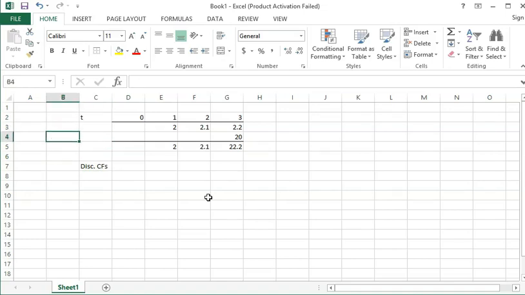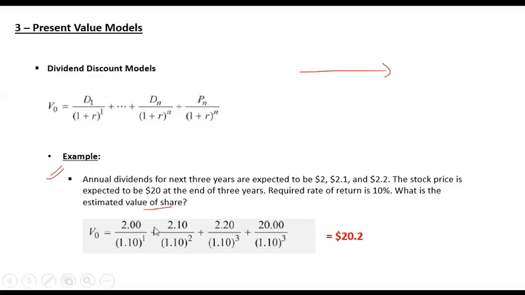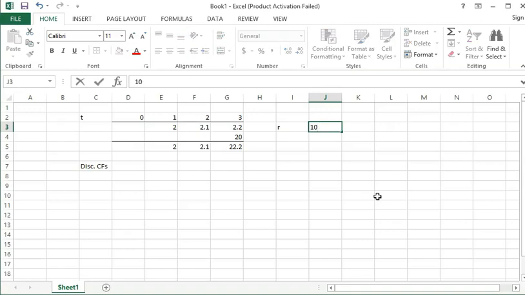For calculating discounted cash flow, you need two key variables. One is the required return, and what required return will we be using here? These are dividends, so we will be using the required rate of return on equity. Required rate of return on equity is 10%, so I will use 10%. Second is that you should know the number of periods.